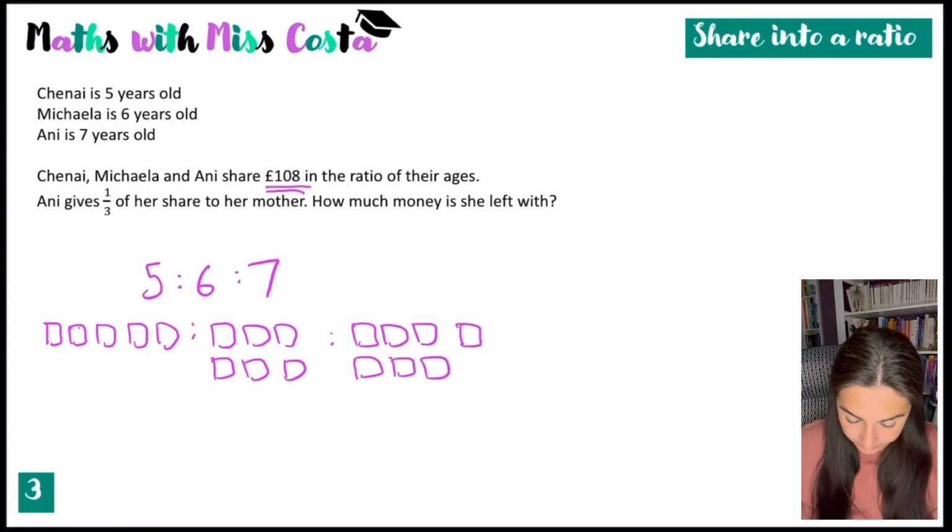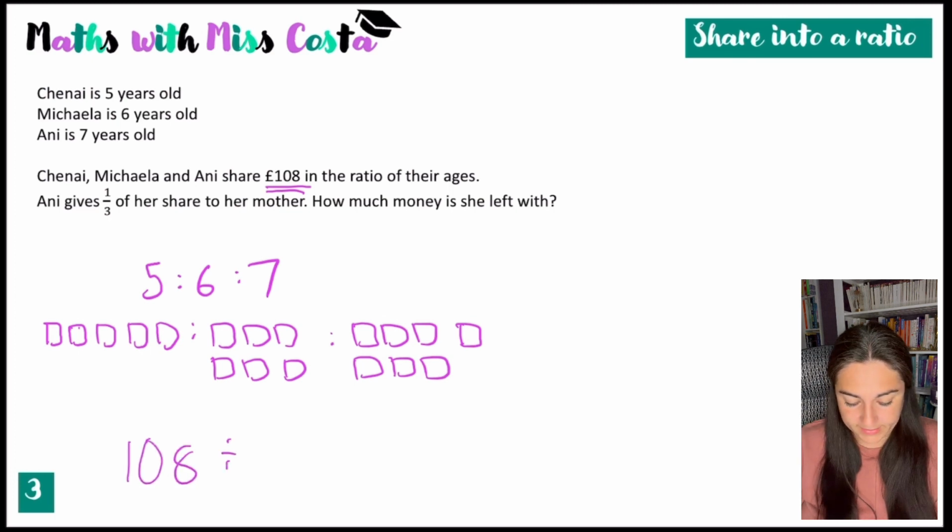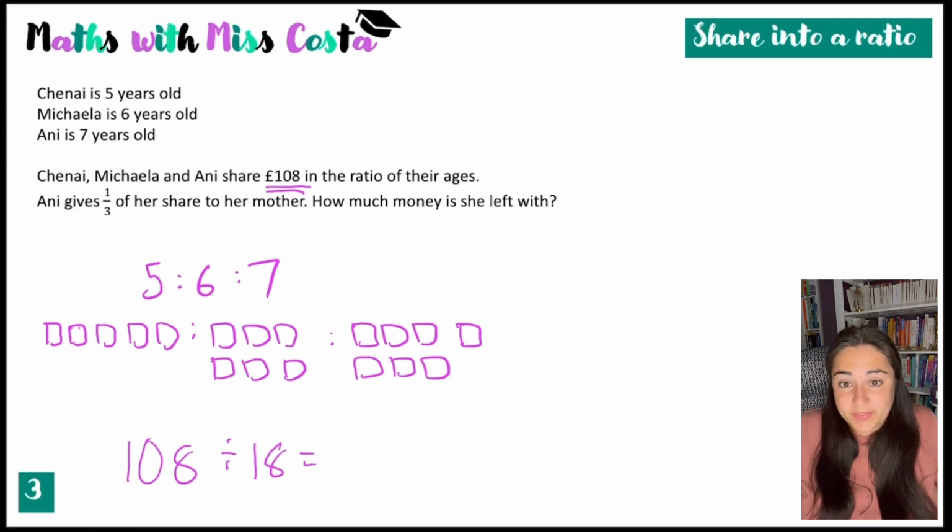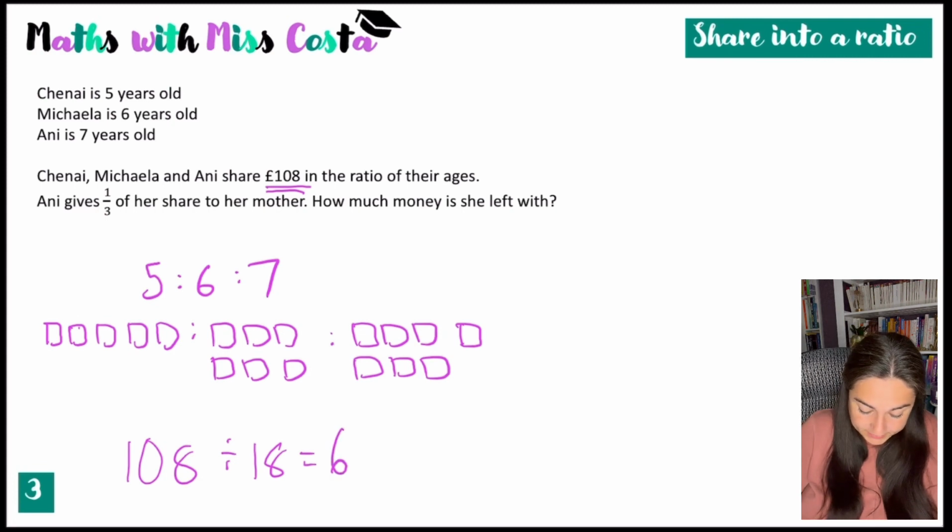Okay, so that means in total, I'm splitting 108 into how many parts? 5 plus 6 plus 7 gives you 18. So I'm splitting 108 into 18 parts, which is 6. Okay, so each little part is 6 pounds. So therefore, to calculate how much each person got, you multiply their ratio by 6.